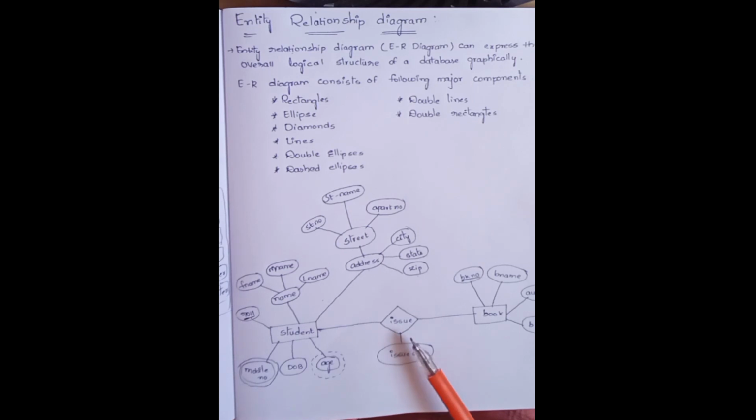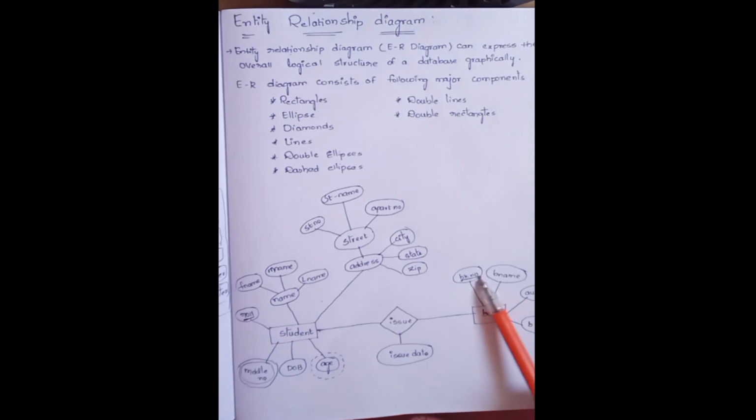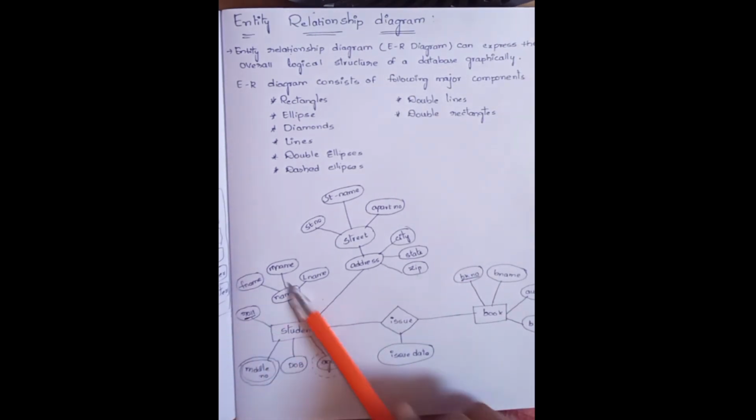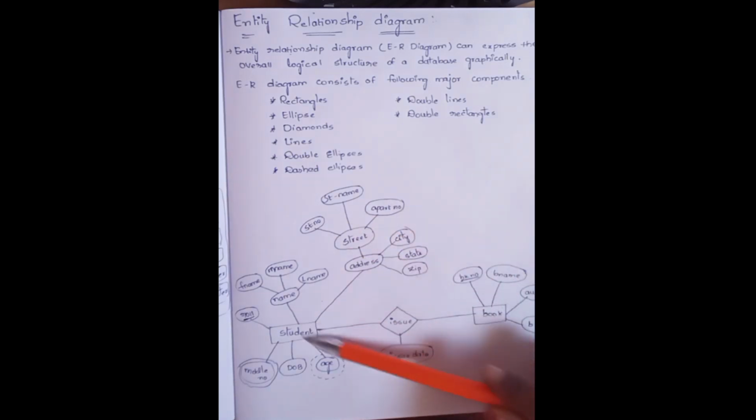This is issue. Issue has one descriptive attribute, that is issue date. This is the book entity, which has three non-primary attributes, which are book name, author and book price, and one primary attribute, which is book number. In the student entity, roll number is the primary attribute or primary key, and in the book entity, book number is the primary key, and the others are partial keys. So this is a graphical representation of your ER diagram.